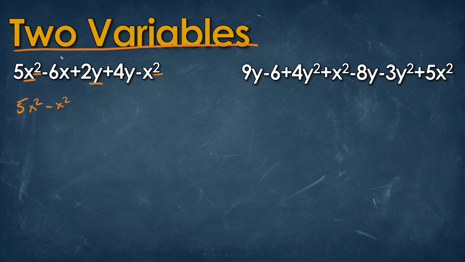We always go in order of the alphabet, so x goes first before y. So we're going to add this -6x next. And then we'll move on to our y values, which we have are 2y plus 4y. And we'll add those all together.